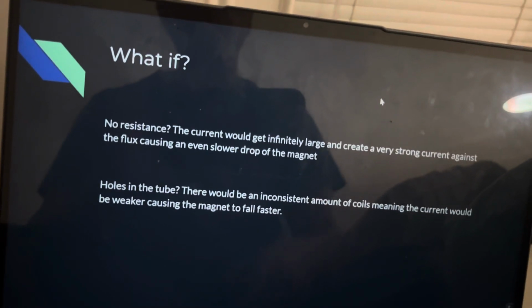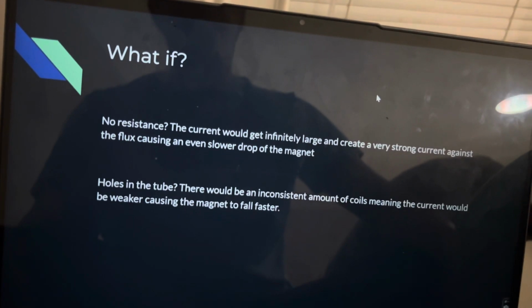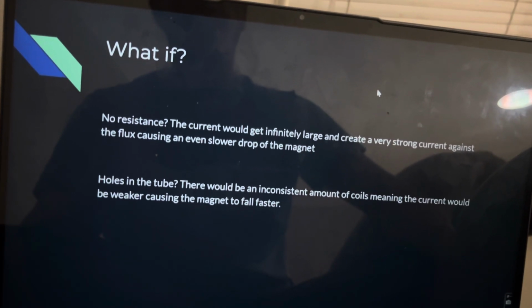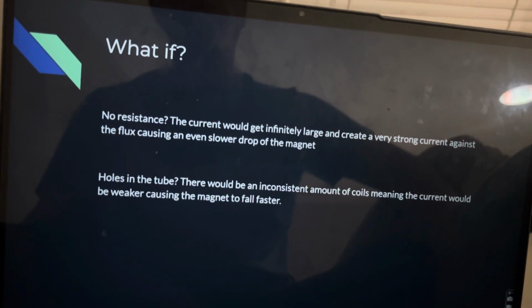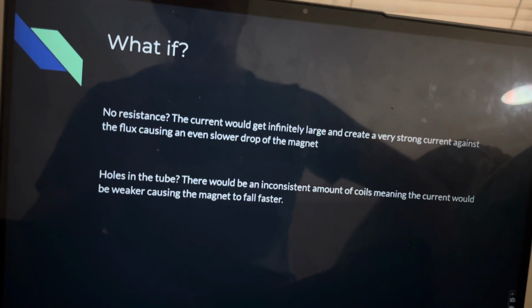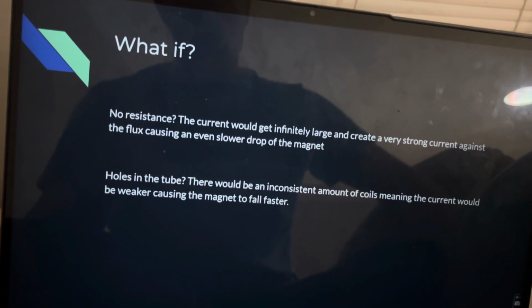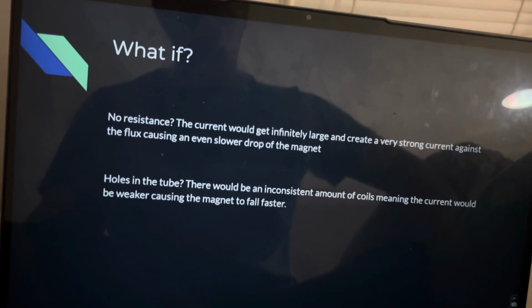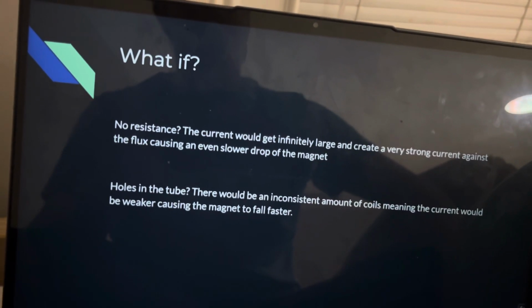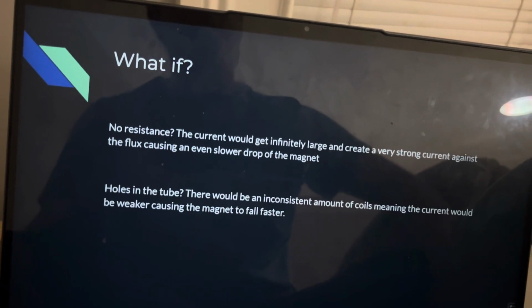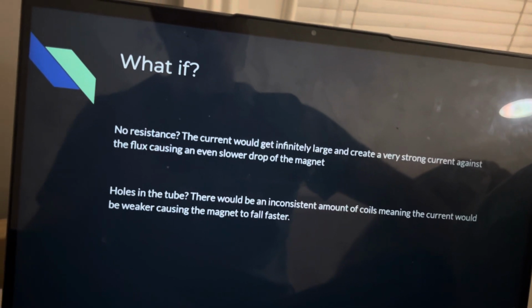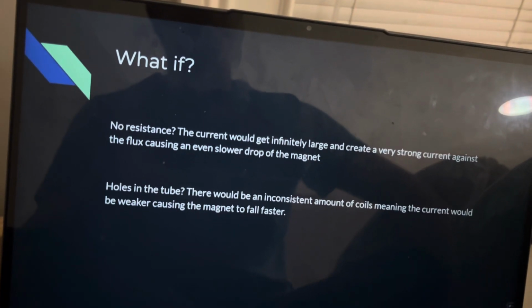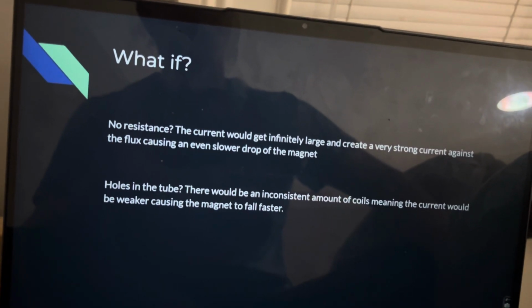And then for the what-ifs of the lab, if there was no resistance in the aluminum foil, the current would get infinitely large, because voltage is current times resistance, so voltage divided by resistance is current. With zero resistance, the resulting current would in theory be infinity, which means the magnet would drop even slower.